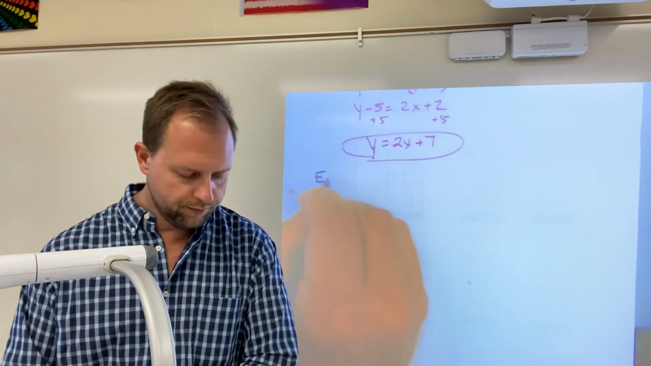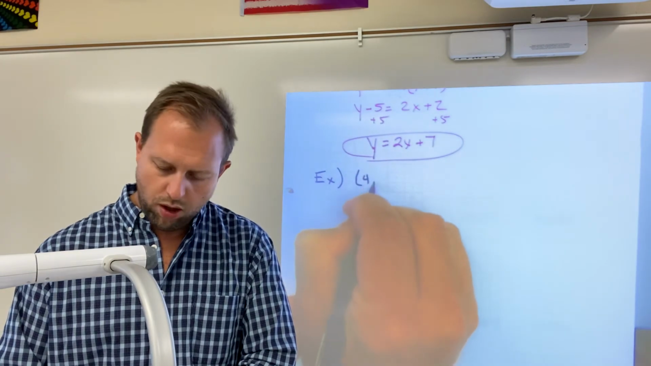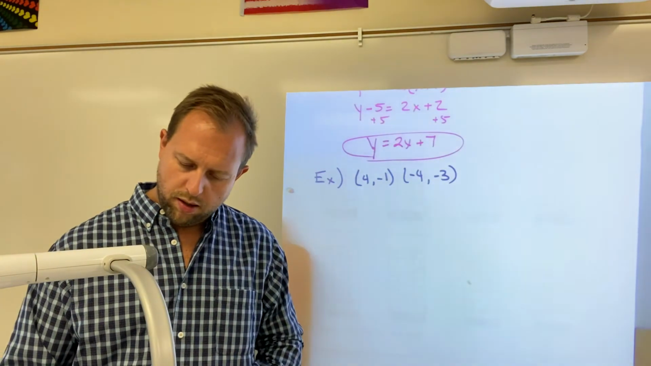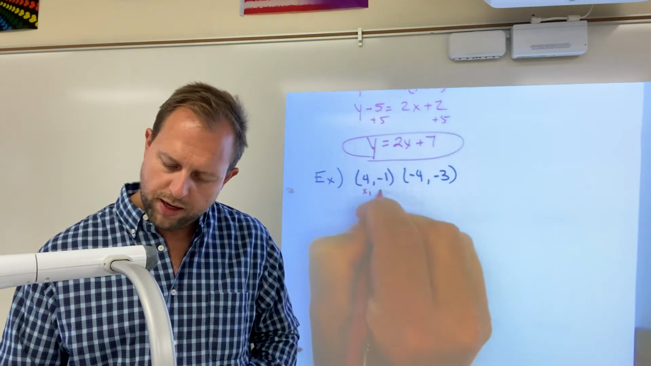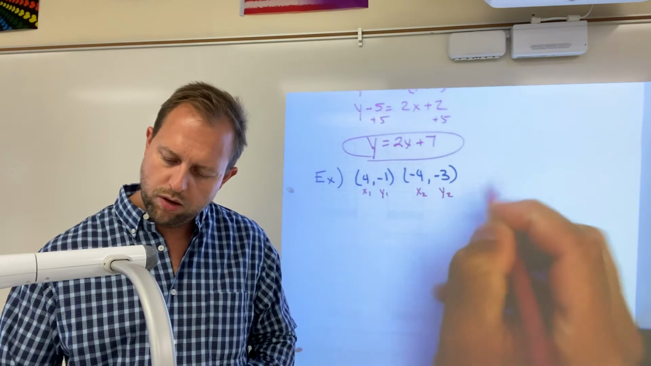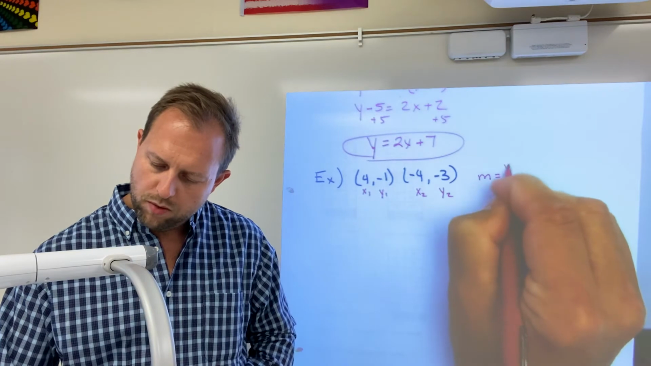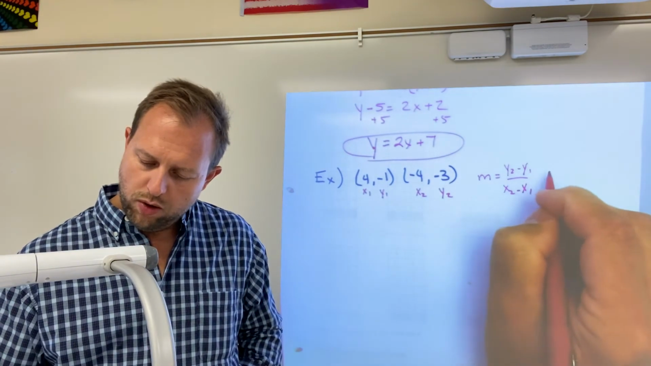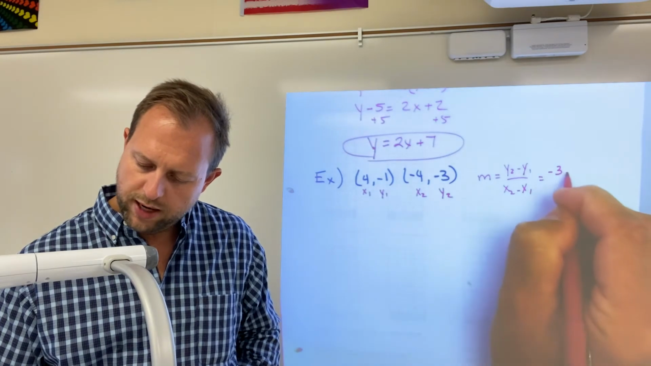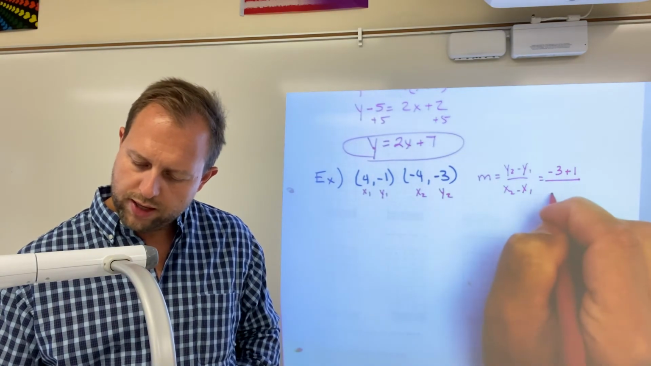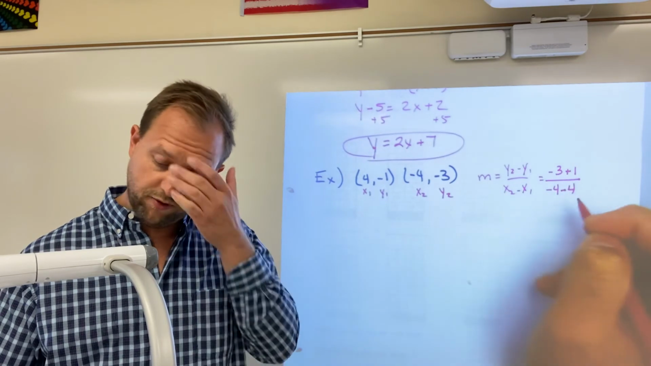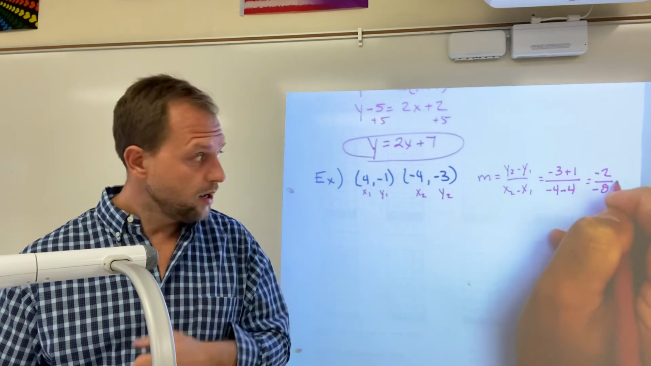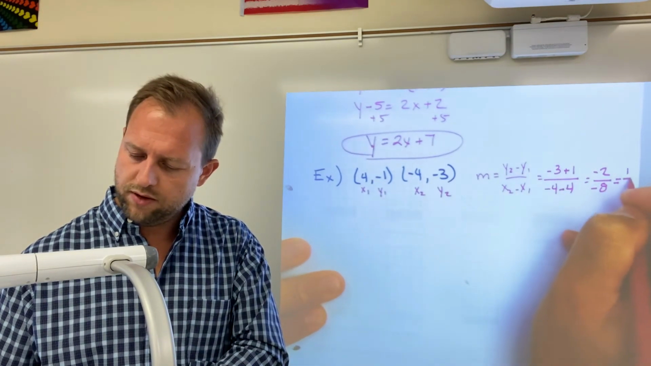One more example. (4, -1) and (-4, -3). Again, label your points so you don't screw them up. x1, y1, x2, y2, and then find slope. y2 minus y1 over x2 minus x1. y2 is -3 minus a -1 becomes +1 over x2, -4 minus 4 gives us -2 over -8, and that reduces to 1/4.